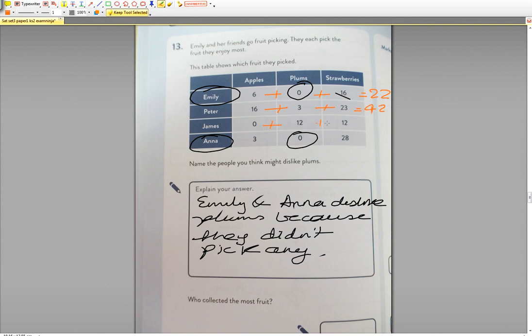Okay, so what's 0 add 12 add 12? 24. 3 add nothing add 28? 31. There. 31. So which person collected the most food? Peter. Why is that? Because 42. What would happen if I wrote 42 here? Would I get the answer? No. Because 42 is now a person. So you have to write down here Peter. Mine doesn't quite fit properly.